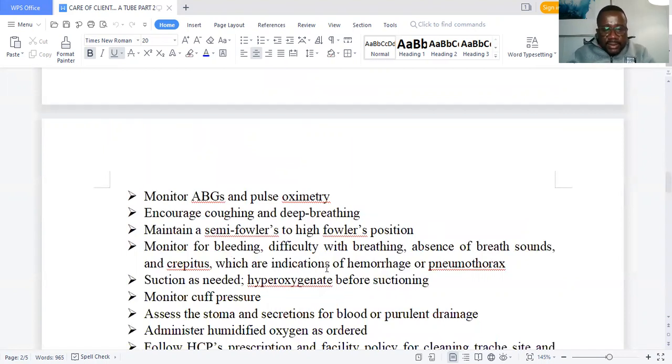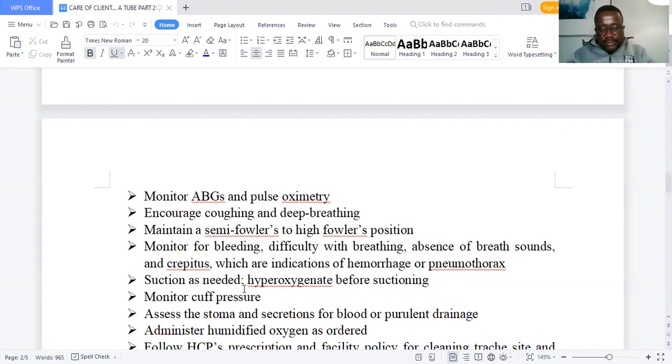You have to make sure that you check for this. If there's bleeding, care has to be taken. If there's absence of breath sound and crepitus, something is wrong. Maybe there's bleeding somewhere inside, or there's pneumothorax.